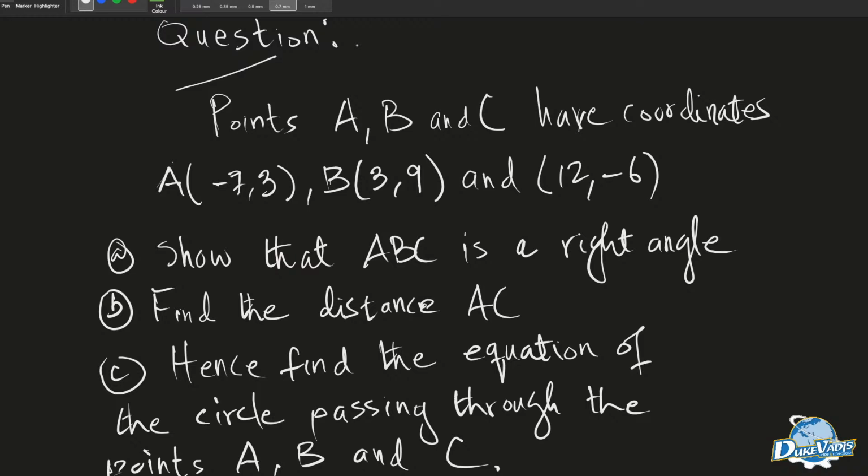The question says points A, B, and C have coordinates A (-7, 3), B (3, 9), and C (12, -6), such that ABC is a right angle. So the question is asking us to show that ABC is a right angle, and after that, find the distance AC, and hence find the equation of the circle passing through points A, B, and C.